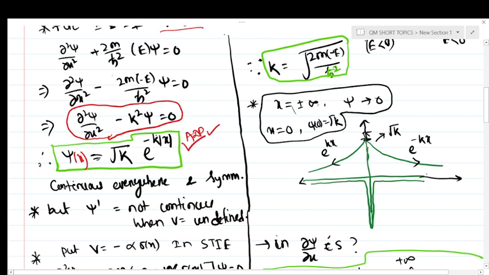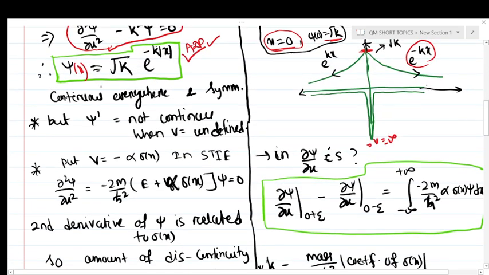When x tends to plus or minus infinity, the wave function vanishes. But at x equal to 0, psi of 0 is equal to root k. That means at the origin there is some value of the wave function. See how it is for this potential. At the origin the wave function is root k, and going to plus infinity and minus infinity, the wave function decreases exponentially like this. The wave function is continuous everywhere and symmetric in nature, as the exponential is in mod x form. But psi prime is not continuous where V is undefined.